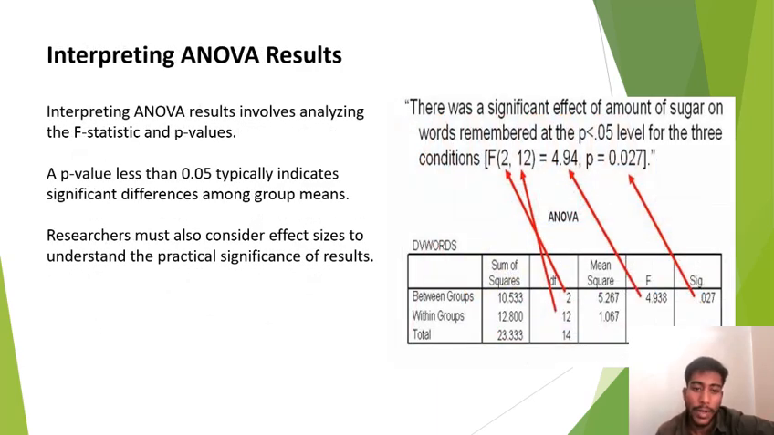Interpreting ANOVA results involves analyzing the F statistic and p values. A p value less than 0.05 typically indicates a significant difference among group means. Also, effect sizes should be considered to understand the practical significance of results.